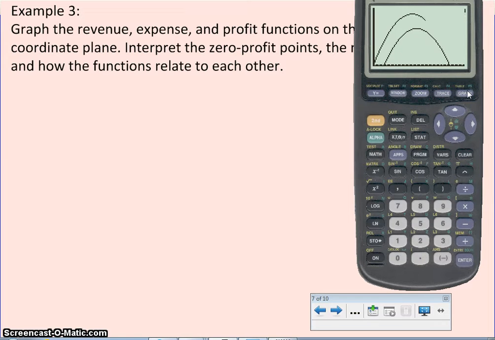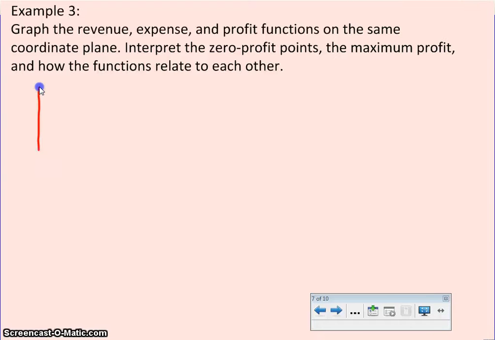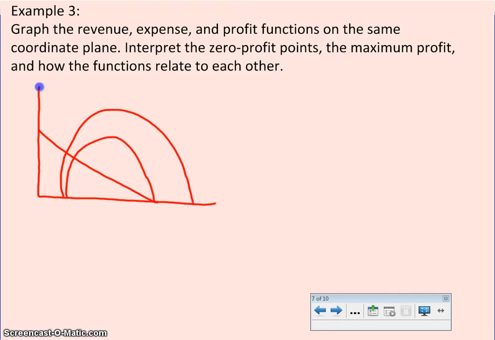And now that we've graphed these, I want you to get a good look at it, because what I'm going to do then is sketch it to the best of my ability. So, looking at it here, hopefully that's what yours looks like on your calculator. So I'm looking here, here's my profit equation, and then I have my revenue equation, sorry.